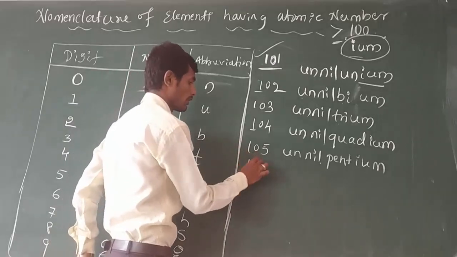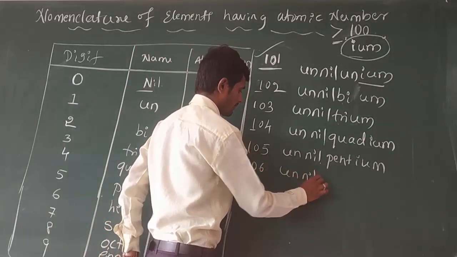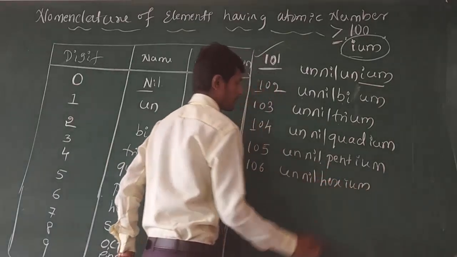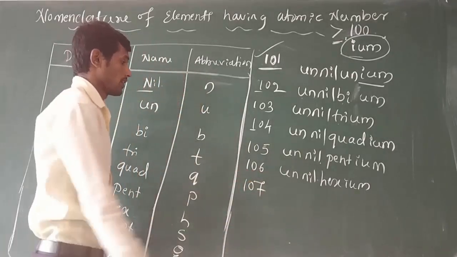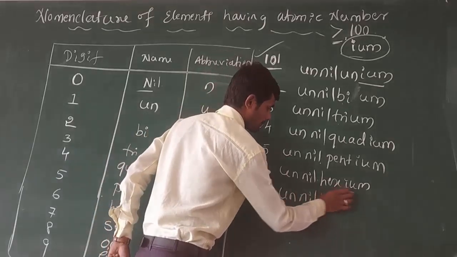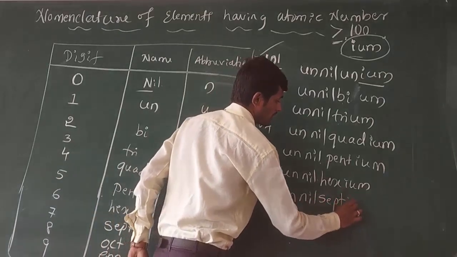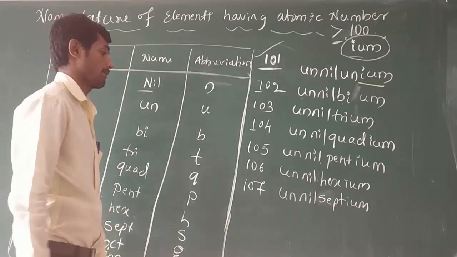Next 106. Unnilhexium. If 107, unnilseptium. 7 is sept, the word used. IUM is compulsory. Unnilseptium.